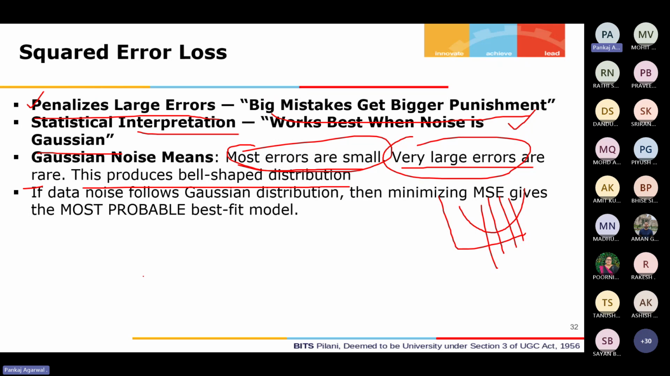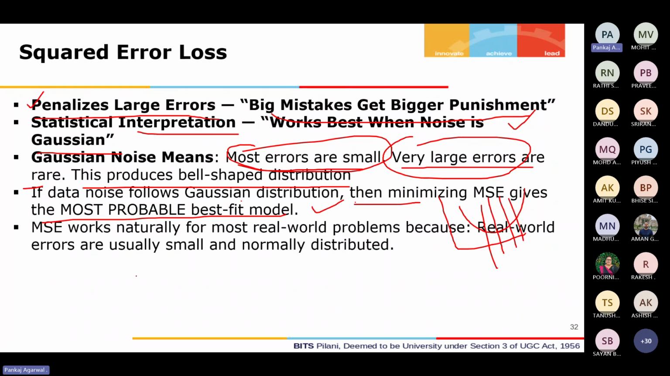So the data noise follows a Gaussian distribution, and naturally also in any kind of data set, unless it is very bad data, right, data follows a Gaussian distribution. Everyone knows that, right? So minimizing the MSE gives the most probable best fit model, right? So MSE, in other words, works naturally for most real world problems, because real world problems are usually small and normally distributed, right? So obviously, if someone says that, this model would be fitted quite well.